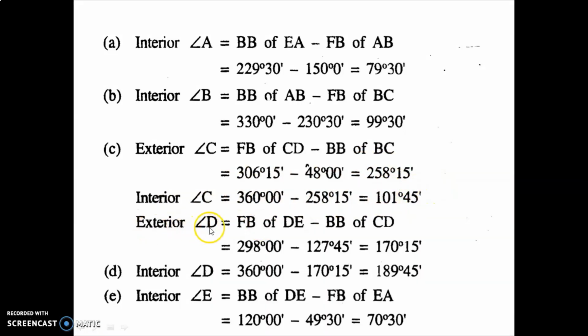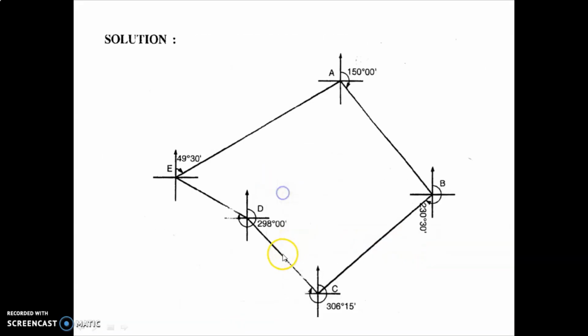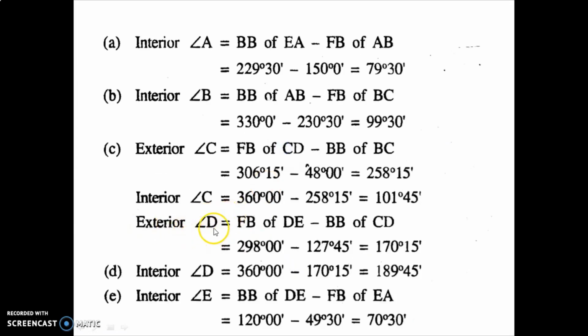Same way you calculate angle D: forebearing of DE minus backbearing of CD, 298 degree minus 127 degree 45 minute. You will get one answer, but again this will be the exterior one. Just check 298 degree, and the next one is 127 degree 45 minute. So 298 minus 127 degree 45 minute gives this angle, which is outside the traverse. So your angle D is the exterior one. To get the interior, you have to deduct this 170 degree 15 minute from 360 degree. You will get 189 degree 45 minute, which is your interior one.